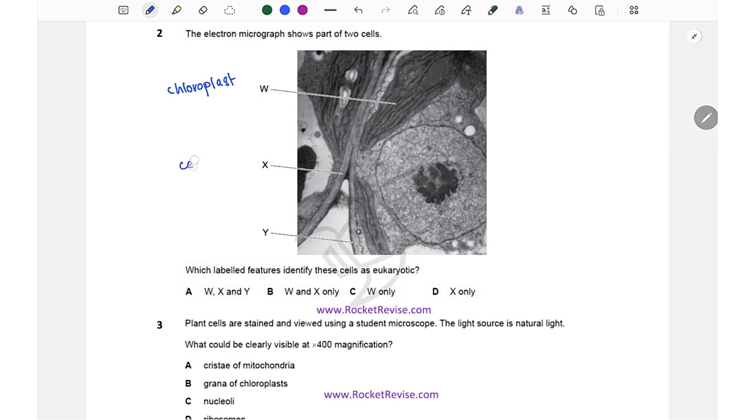X is cell wall, and Y could be the cytoplasm. So the only membrane-bound organelle here is chloroplast, so that's W only.